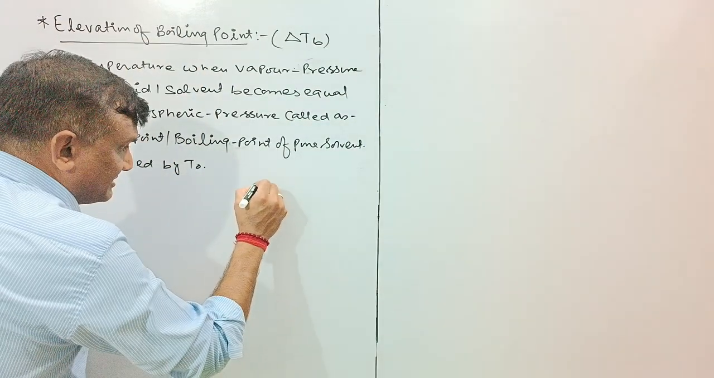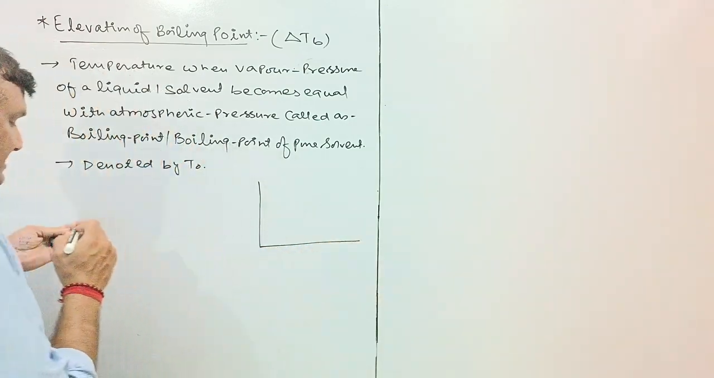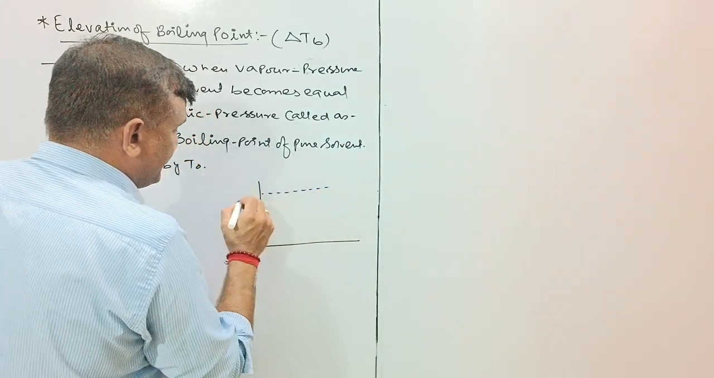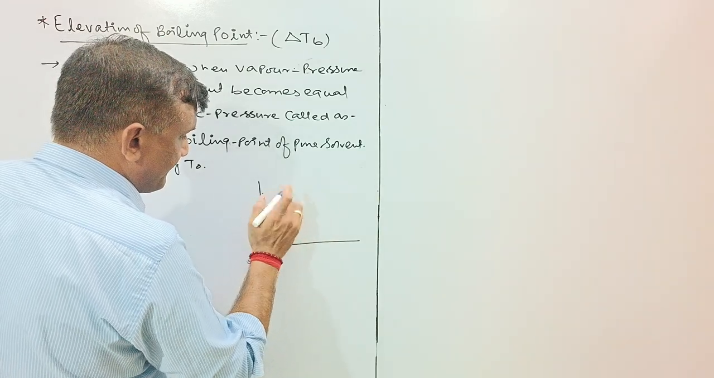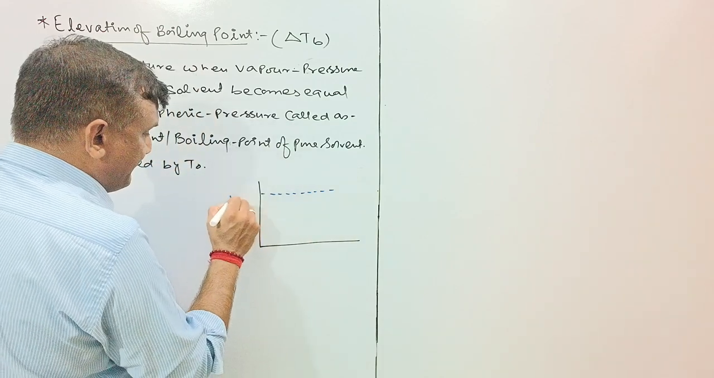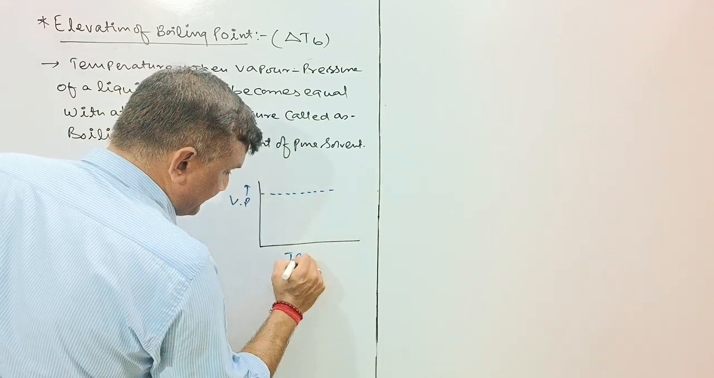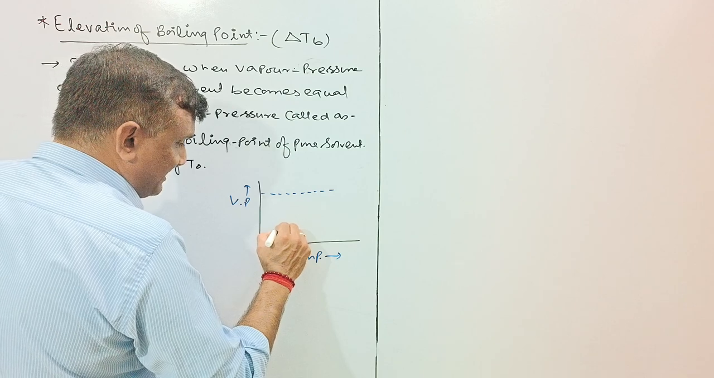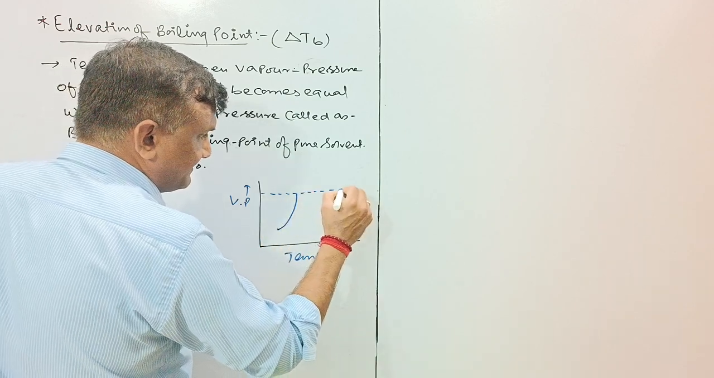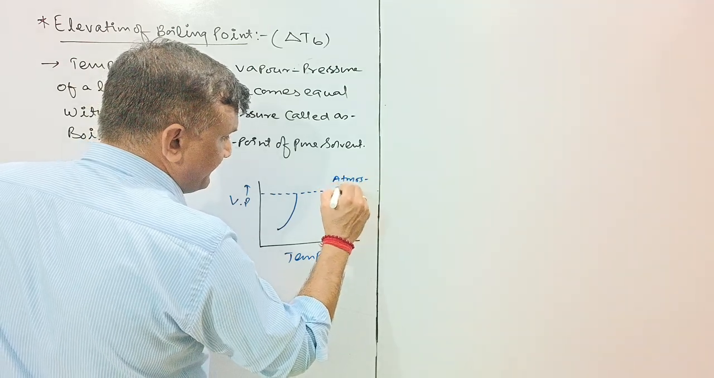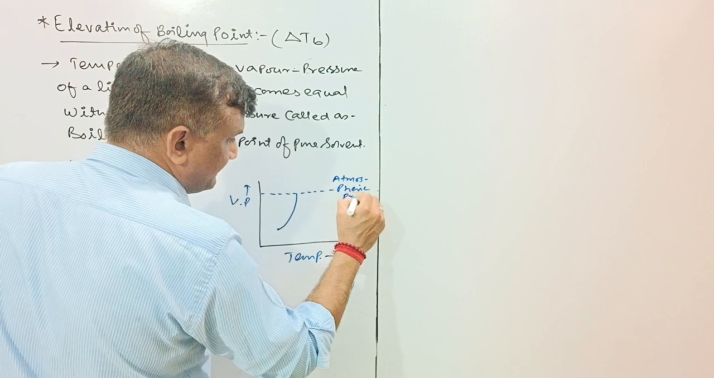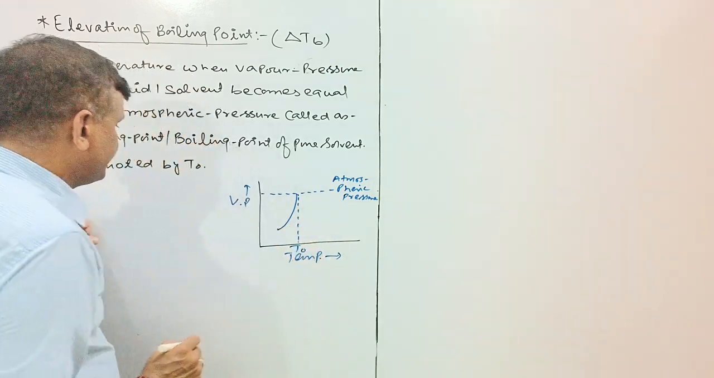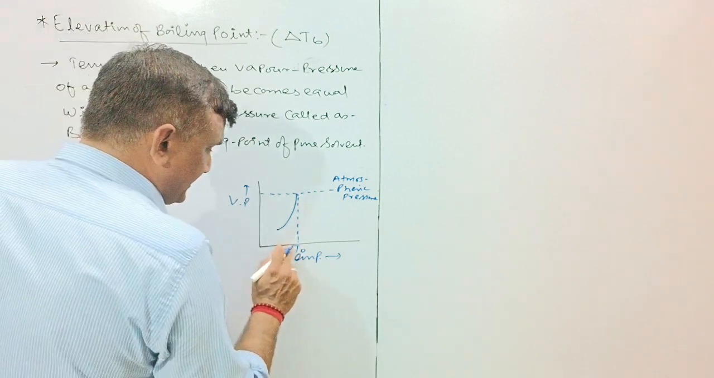So if we go with a graphical representation, this is the graph, and this is the atmospheric pressure. This is the vapor pressure, this is the temperature. So this is the pure solvent and it becomes equal with the atmospheric pressure at this temperature. This becomes equal, that's why this temperature is called T naught. This is the boiling point of your solvent, T naught.